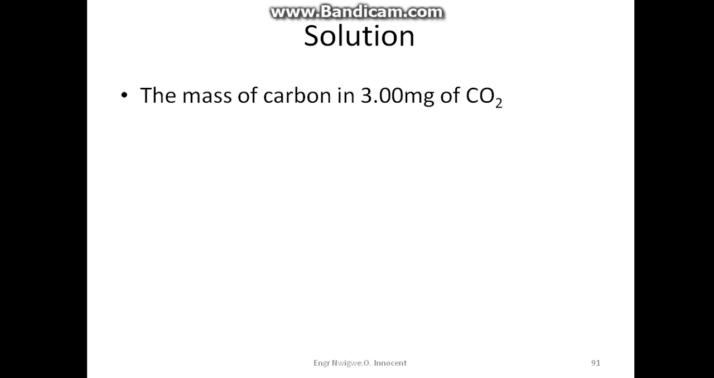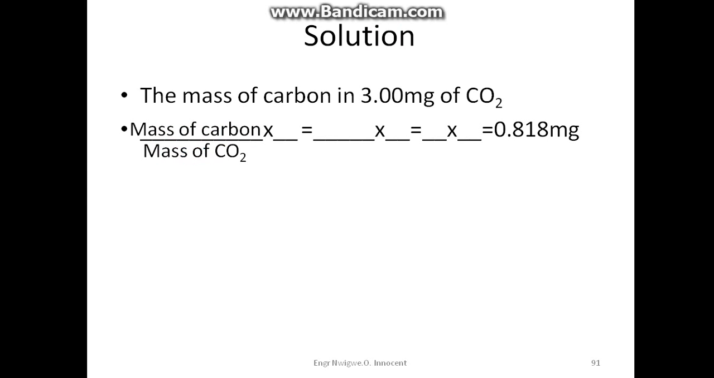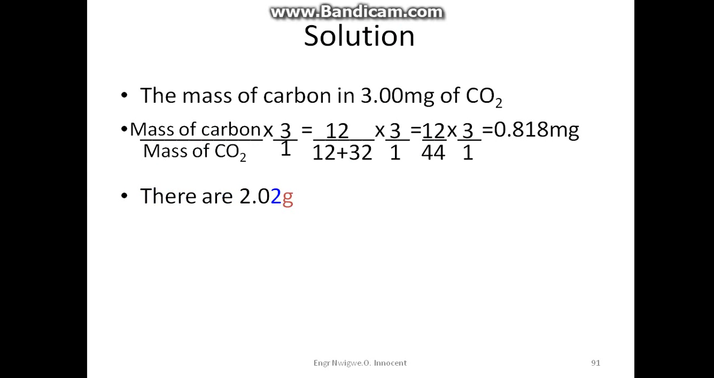Solution. The mass of carbon in 3.00 milligram of CO2 is equal to mass of carbon over mass of CO2 times 3 over 1, which is equal to 12 over 12 plus 32, the mass of CO2, times 3 over 1, which is equal to 12 over 44 times 3 over 1, which will give us 0.818 milligram. There are 2.02 gram of hydrogen in 18 gram of H2O.